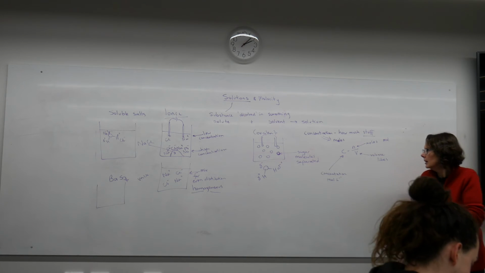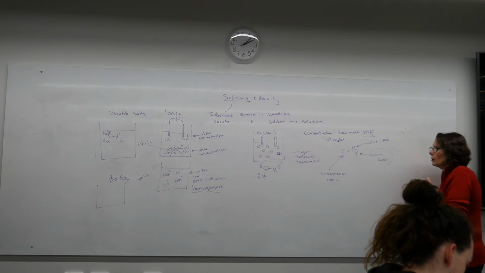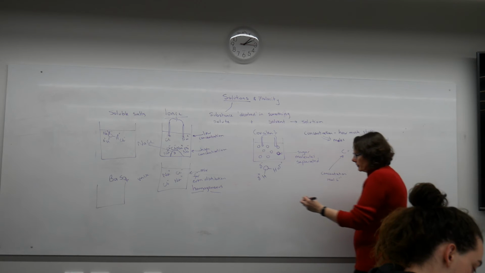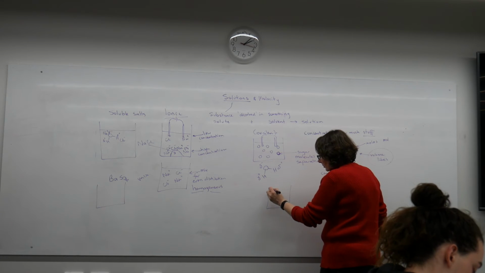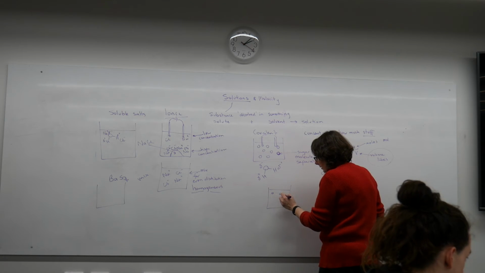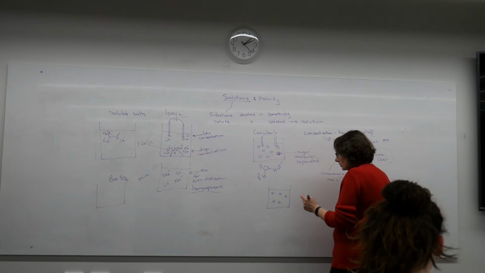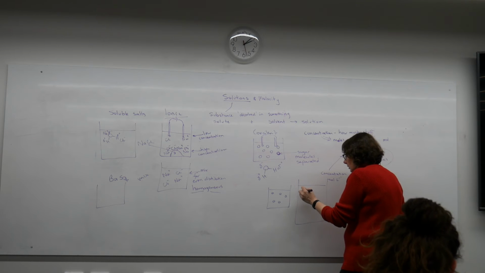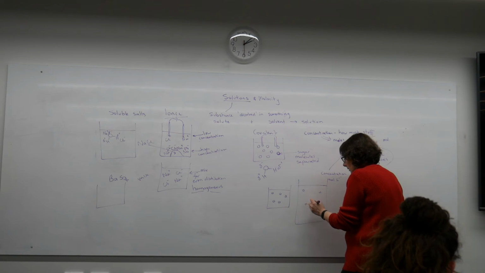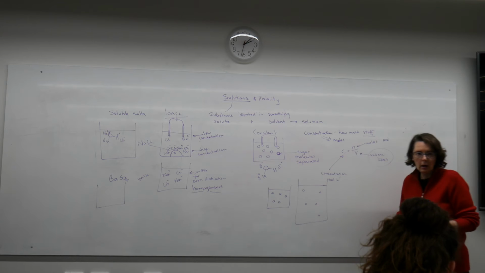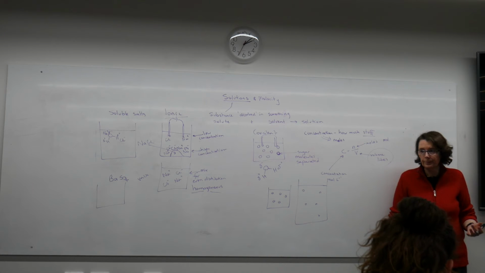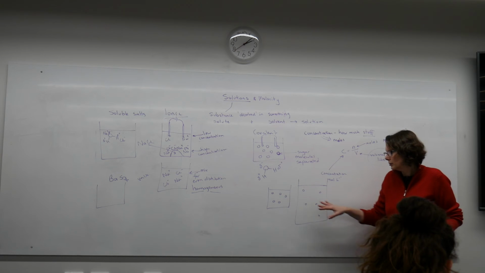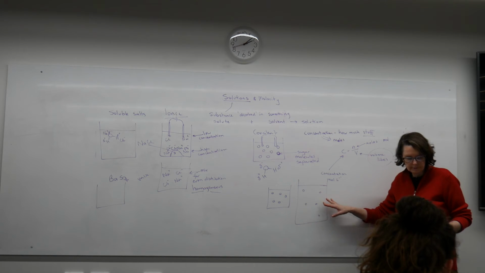The reason why the volume is an important part of determining the concentration is because if I have 5 moles, say, and I'm going to represent that with 5 circles, concentration is going to be very different if I have a different volume. So this one here with the smaller volume is going to have a much higher concentration than the one with the larger volume.